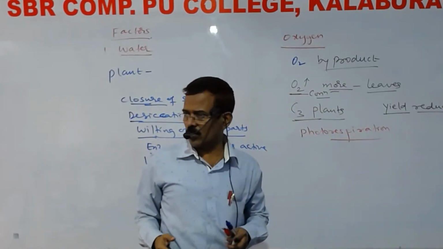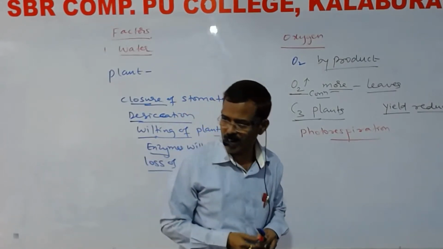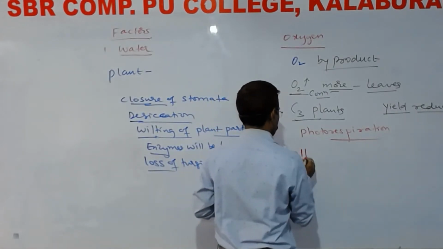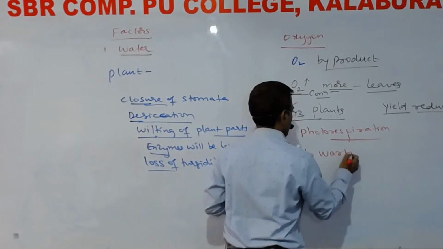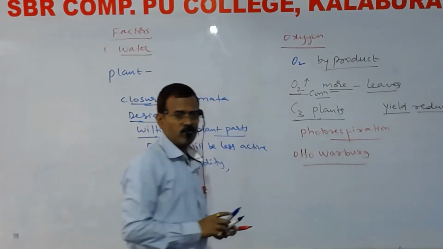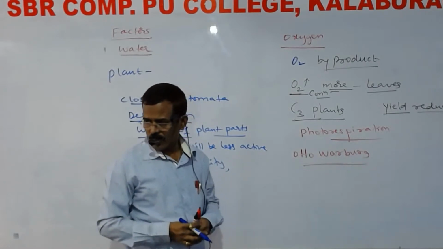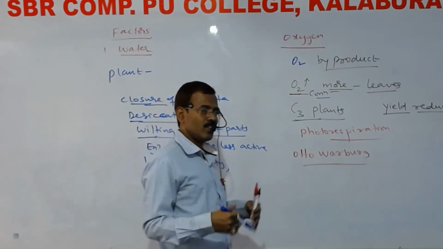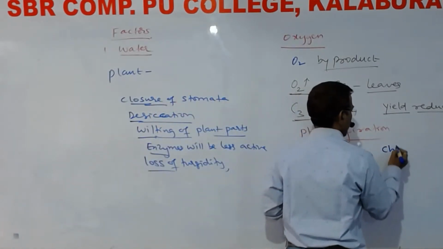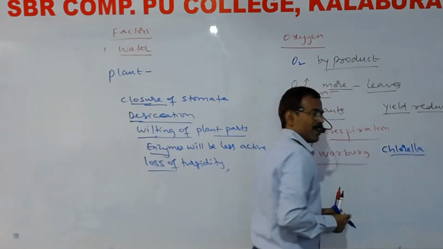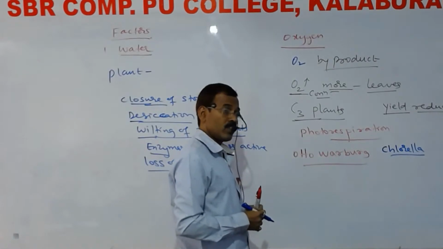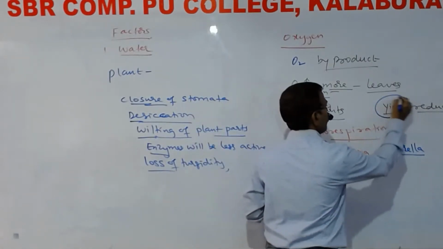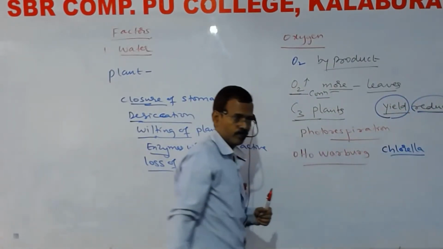The effect of oxygen on the rate of photosynthesis was first studied by a German biochemist by the name Otto Warburg. He studied the effect of oxygen concentration on the rate of photosynthesis. He did research on Chlorella, a unicellular green alga. Experimental research in laboratory conditions has revealed that if oxygen concentration is more, photosynthetic yield will be reduced.